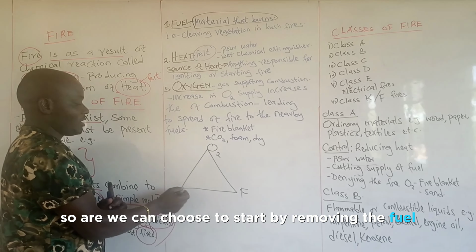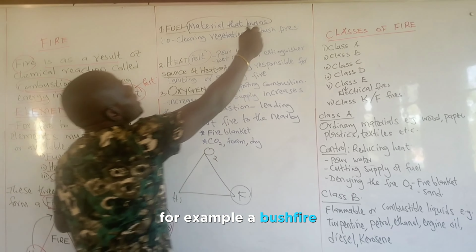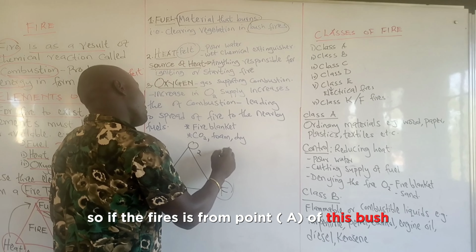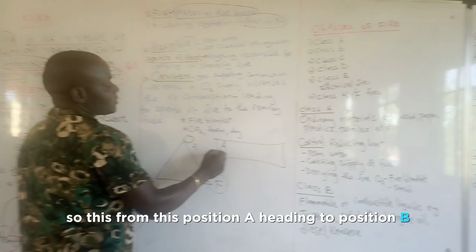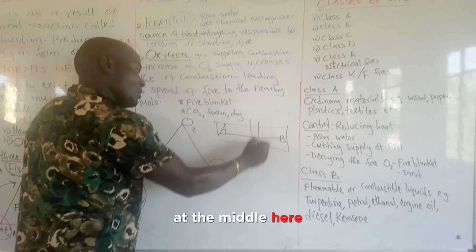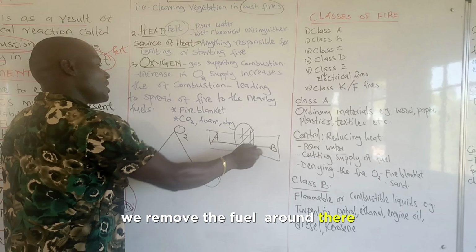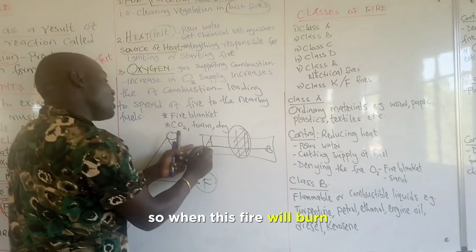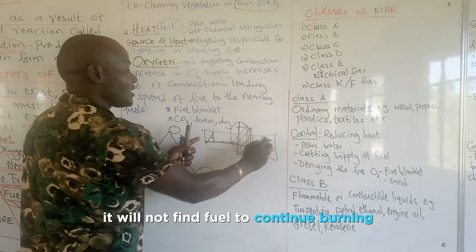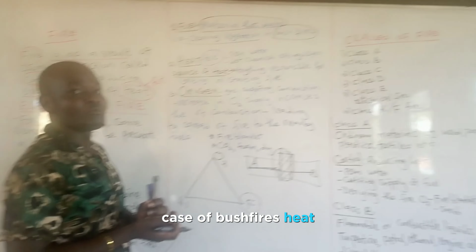So we can choose to start by removing the fuel. So how do you remove fuel? In case of, for example, a bush fire. If the fire has started from point A of this bush, let's say this is our bush, heading to position B, at the middle here, we can decide to cut this vegetation so that we remove the fuel around there. So when this fire reaches here, it will not find fuel to continue burning. That is the end of that. So we can do that in case of bush fires.